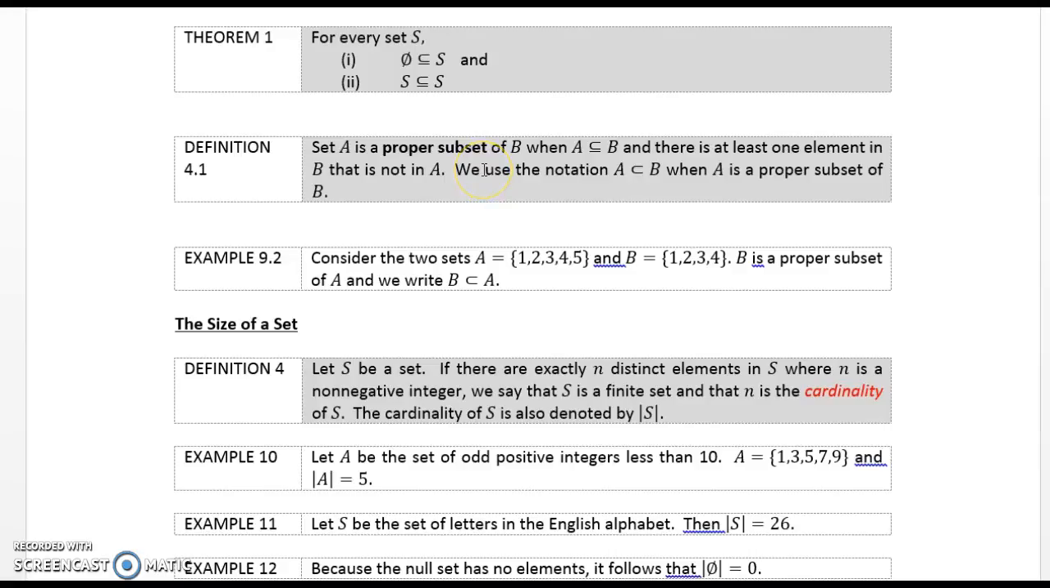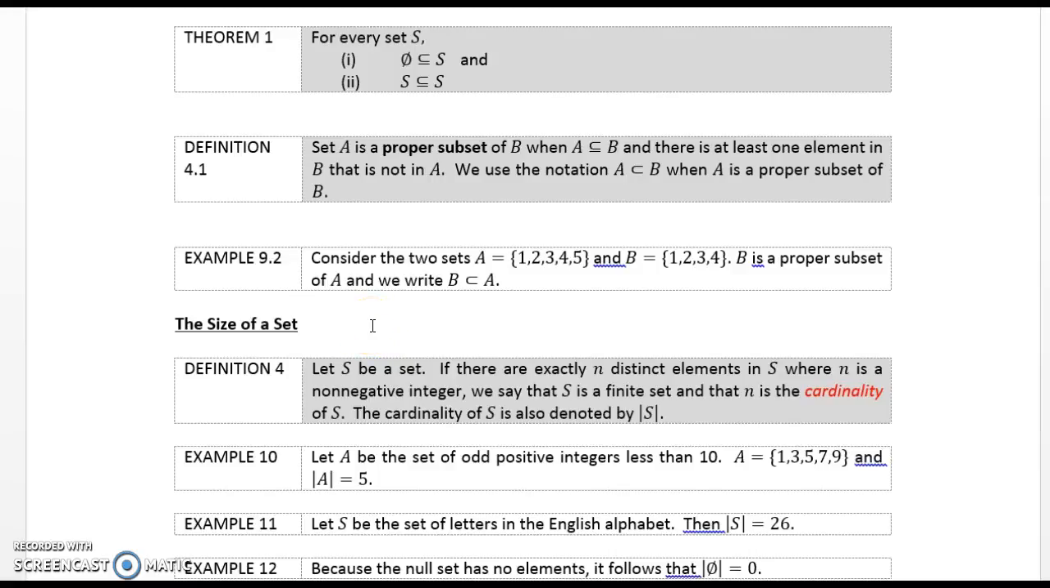Theorem 1. For every set S, the empty set is a subset of S, and S is a subset of S. Definition 4. Set A is a proper subset of B when A is a subset of B and there is at least one element in B not in A. We use the notation A ⊂ B when A is a proper subset of B.